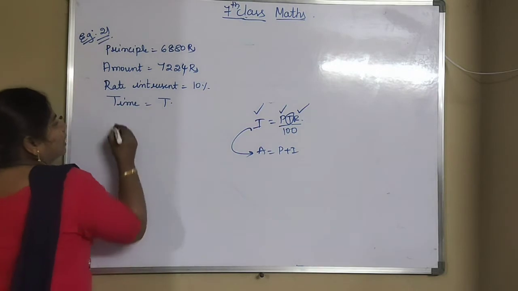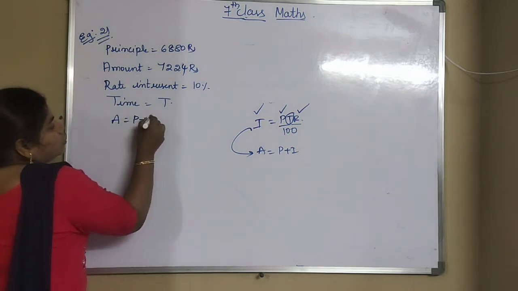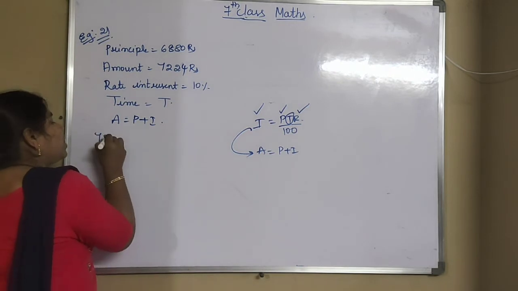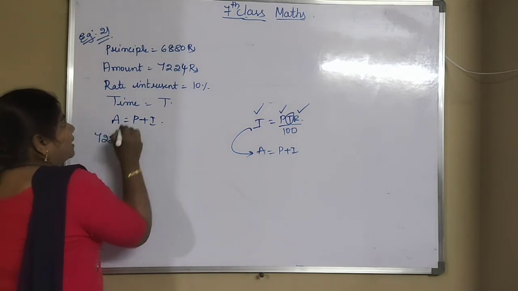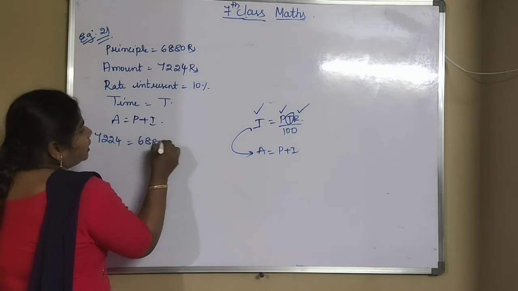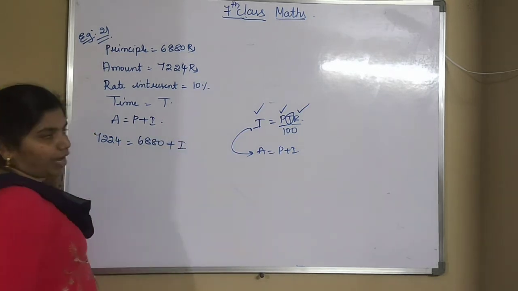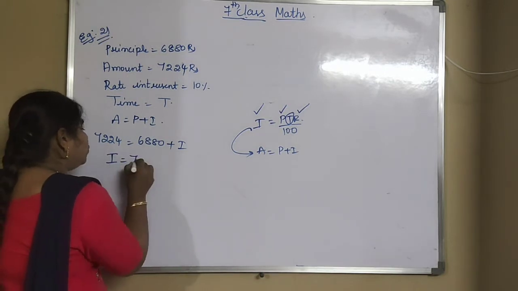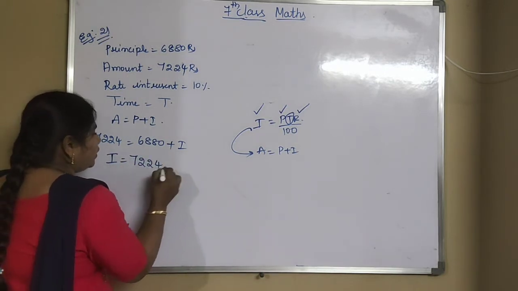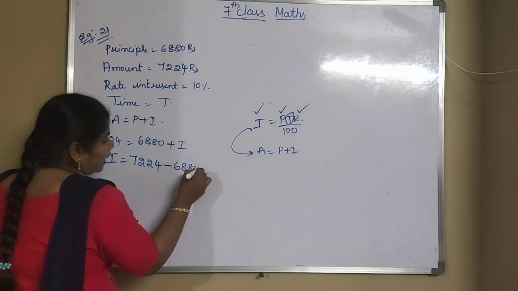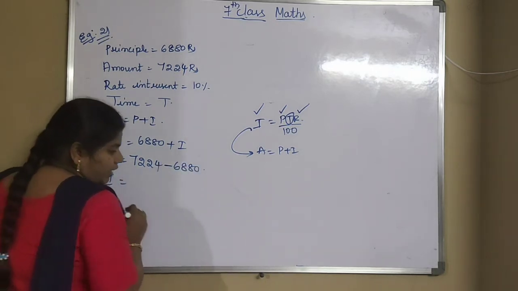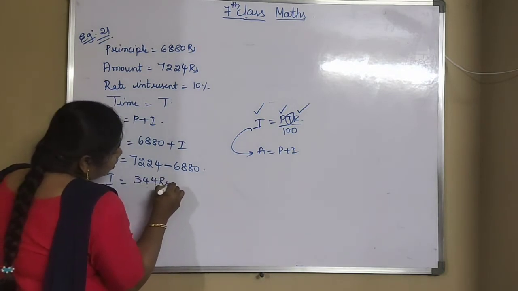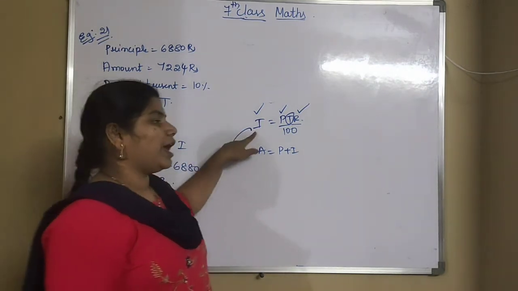Which formula we are using? A is equals to P plus I. So amount value is 7,224, principal is 6,880 plus interest we have to find. Now you transpose the terms. I is equals to 7,224 minus 6,880. So interest value will be how much? 344 rupees. Now you got the interest value also.